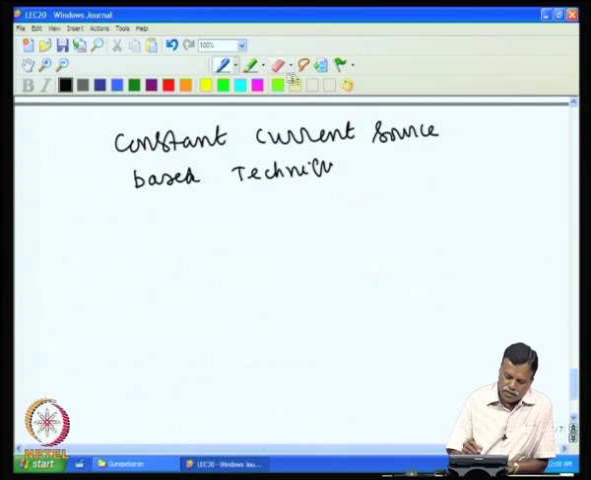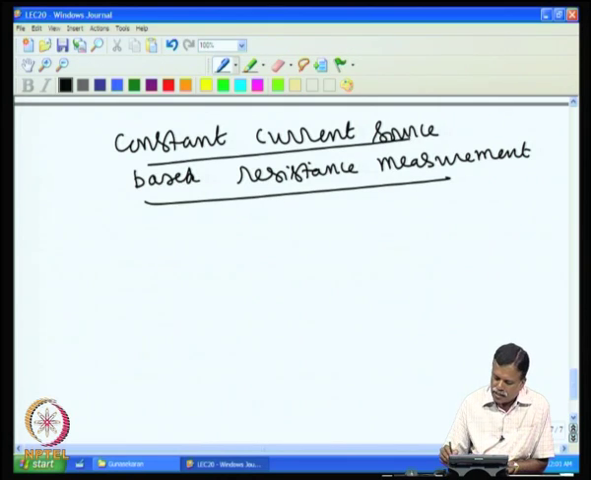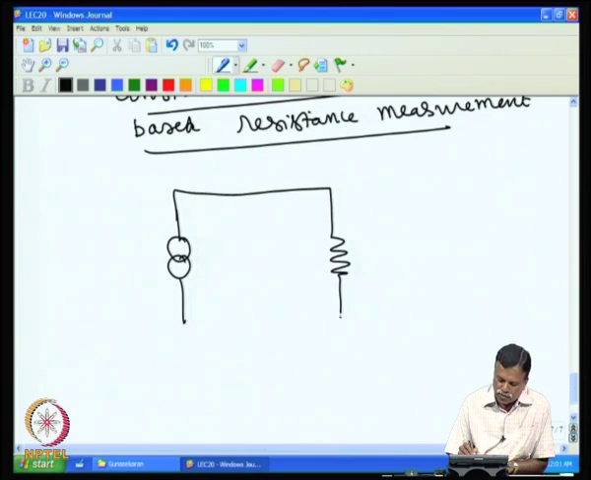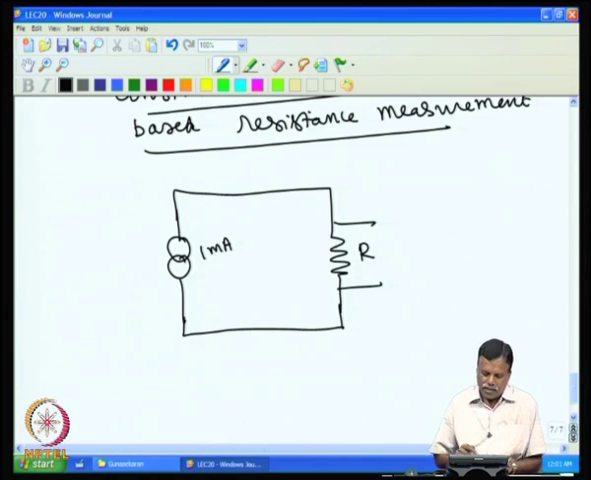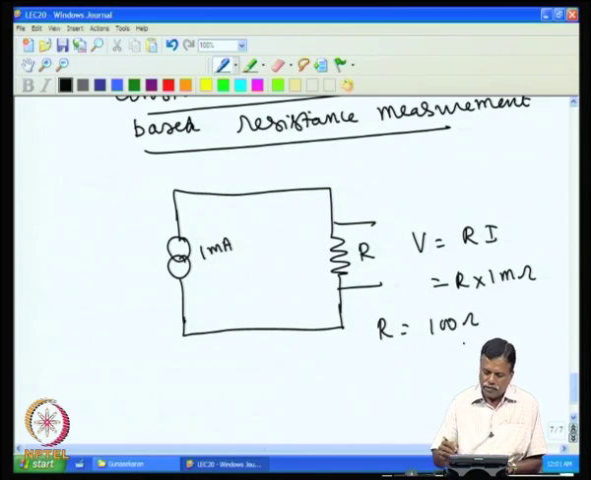Current source based resistance. If you look at this constant current source based technique, it is done like this. You use a constant current source, which gives you constant current, and connect the resistance whose value is to be measured. So, I have a constant current source, maybe a 1 milliampere current source, and this is the resistance R whose value is to be measured. If I know the current is constant, the voltage across this will be R into I. So, in this case R into 1 milliampere.